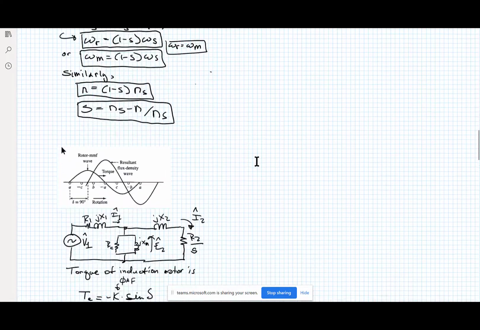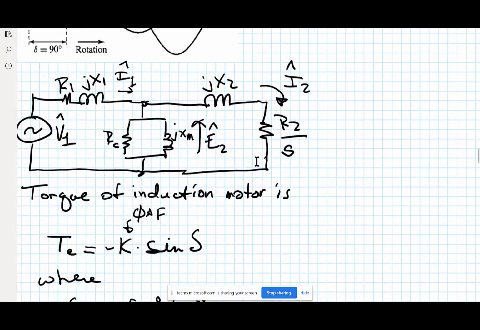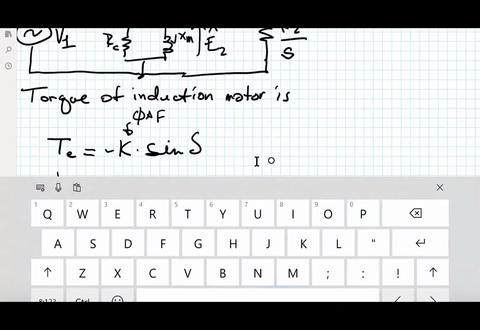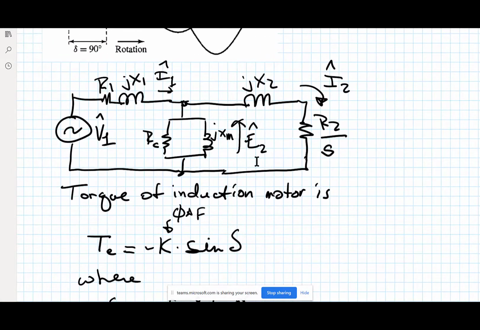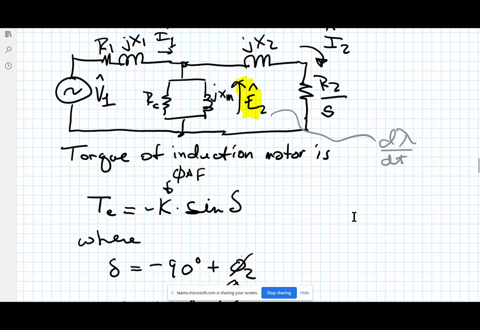So if we go down and look at our equivalent, oh, here it is right here. If you look at your equivalent circuit for the whole motor, this is a per phase equivalent circuit that we derived last time, you actually have a voltage E2. It's like a back EMF. Remember that this is really equivalent to the d lambda dt from Faraday's law, and that voltage gets applied to the rotor.